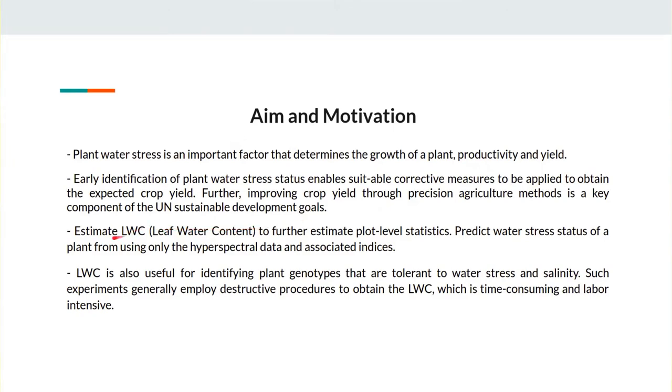So this work estimates leaf water content to further estimate plot level statistics. We will go into that sooner. Plot level statistics would give us almost pixel level granularity. We would have the data to make predictions on the status of the crop, and whether we would need to improve any aspects of the irrigation process or other processes so that the yield can be saved if it is under any sort of water stress.